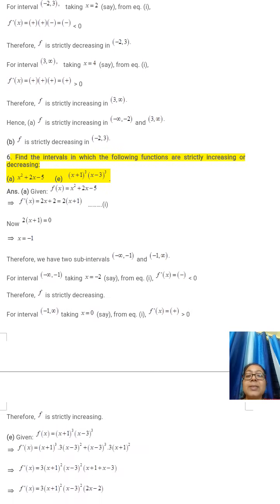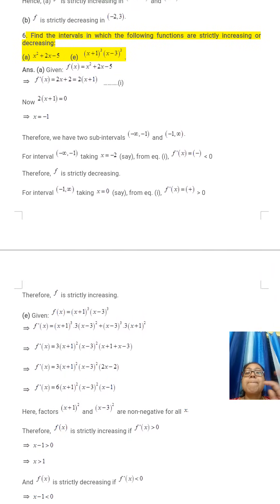Next, number 6. Find the intervals in which the following functions are strictly increasing or decreasing. So x² + 2x - 5, and the other one is the same question with a different function. So we have to find f'(x), and it is coming 2(x + 1). If 2x + 2 is equal to 0, that means x = -1. So here we divide into two intervals: minus infinity to -1 and -1 to plus infinity.